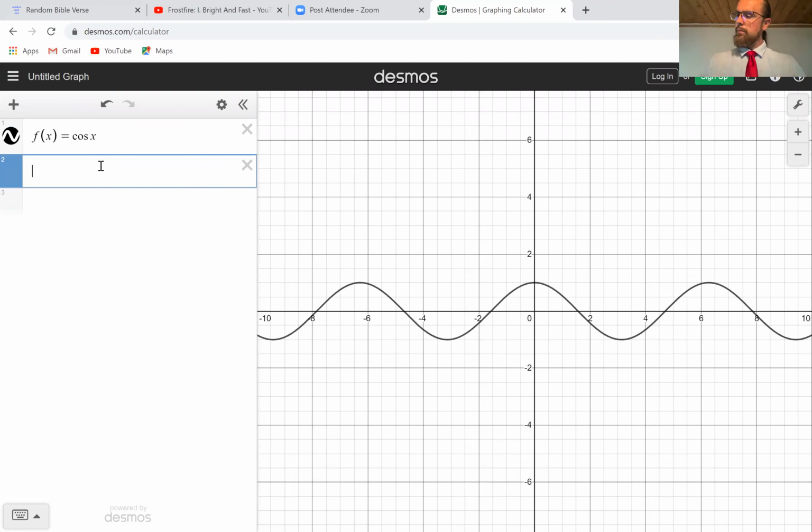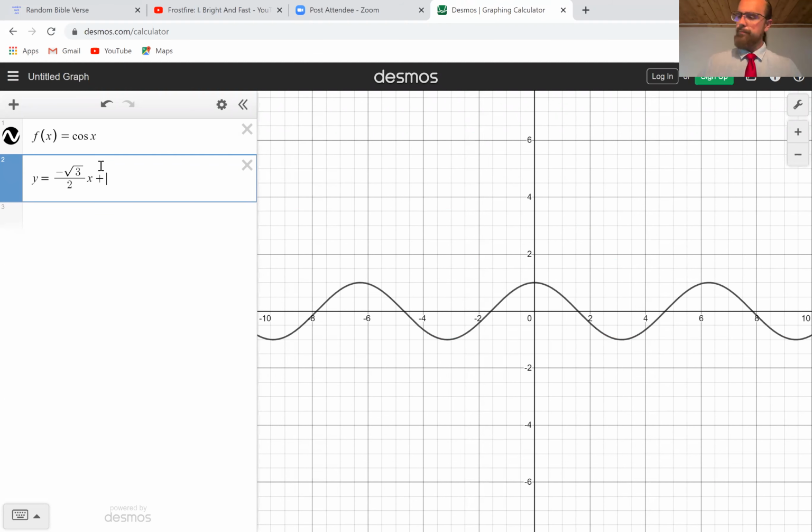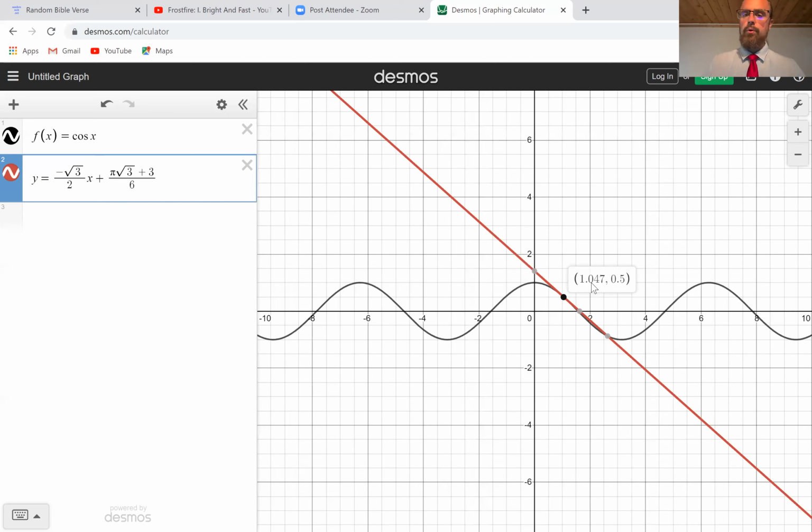Here's our proposed tangent line at the point pi over 3, 1/2. So it's y equals, I'm going to just type it in exactly, -√3 over 2 x plus, and then I'll put my fraction pi times square root 3 plus 3 over 6. And I can see that that is intersecting right there. That's an approximation for pi over 3, 1.047, comma, half.